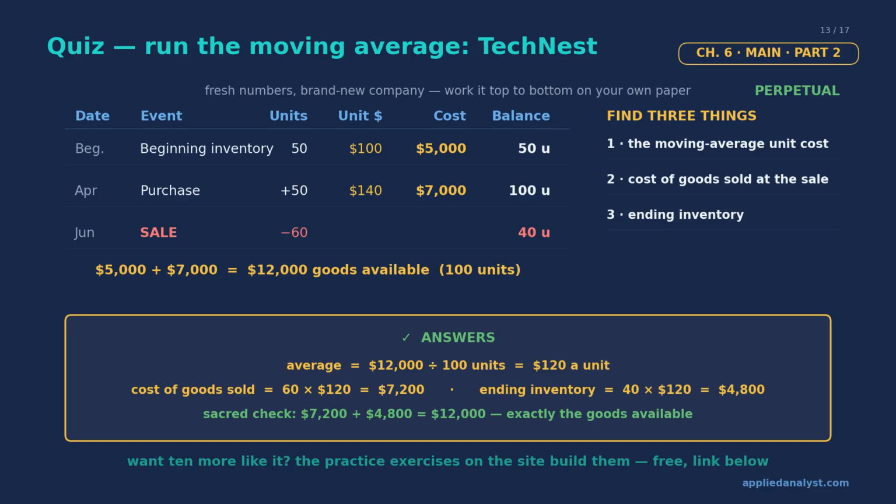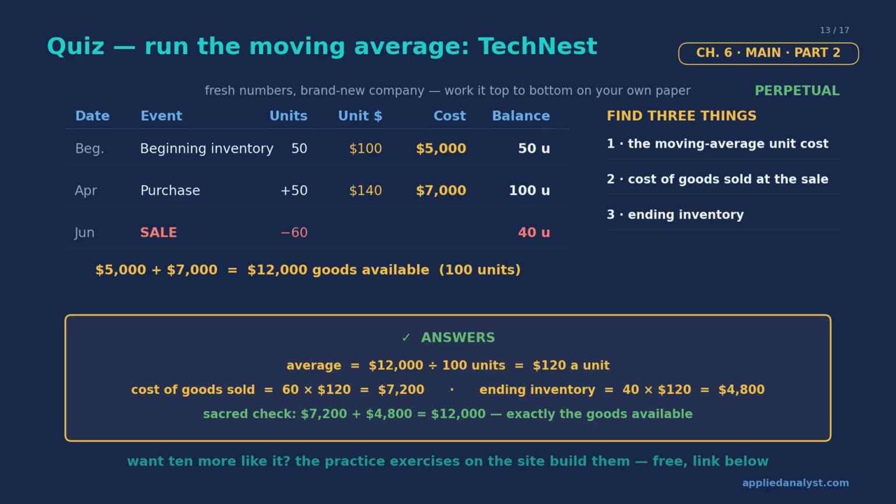That's $12,000 in total. 12,000 divided by 100 units. That's $120 a unit. Step 2. Cost of goods sold. 60 units sold times 120. That comes to 7,200. Step 3. Ending inventory. 40 units left times 120. That's 4,800. And the sacred check, 7,200 plus the 4,800 takes you right back to 12,000.